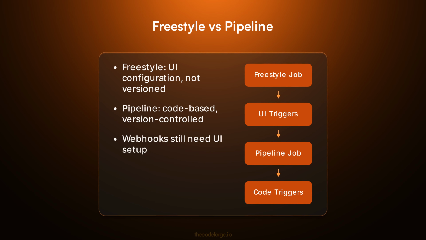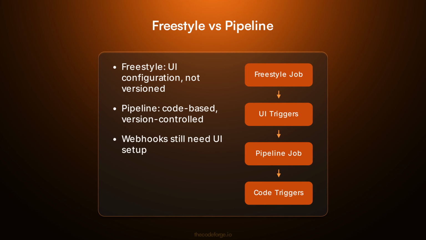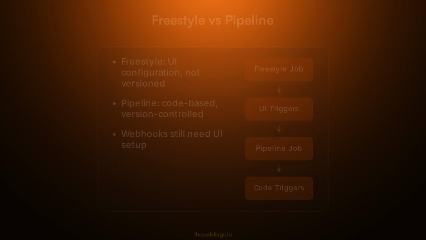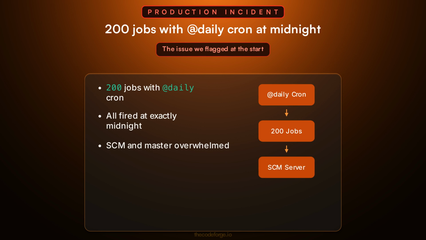Freestyle jobs have triggers in the UI, which is simple but not version controlled. Pipeline jobs define triggers in code, which is better for reproducibility. However, webhook endpoints still require UI configuration. This is the same issue we highlighted at the start.